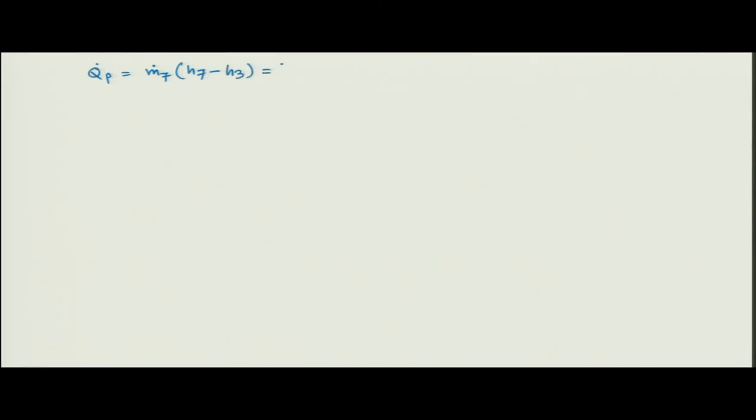So M dot 7 is nothing but 4 kg per second, and H7 we obtained as 3048.3, and H3 is 908.47 kilojoule per kg. So that will give you 8559 kilowatt. So that is the process heat. This is the first part of the problem.